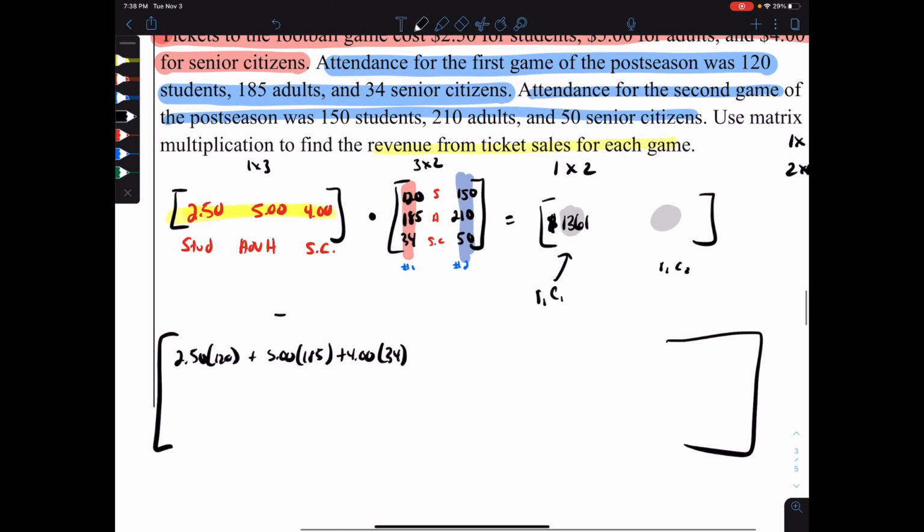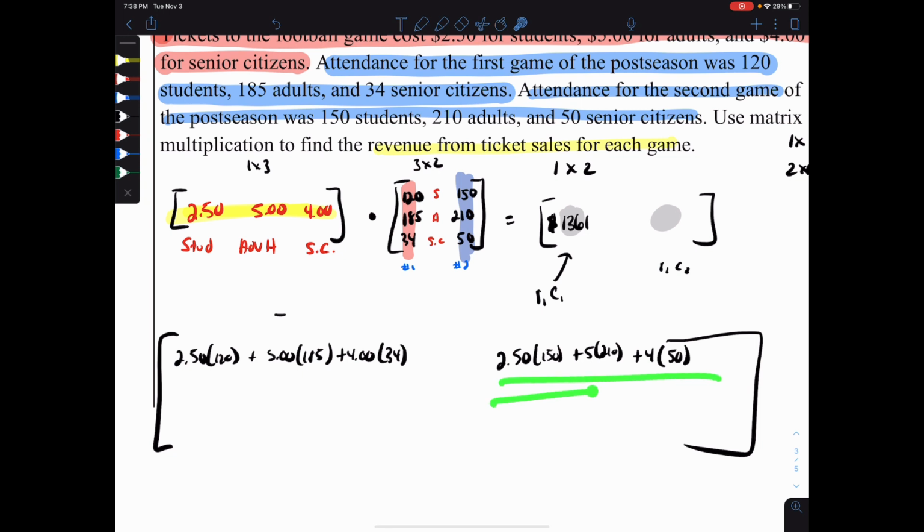So again, we have $2.50 from each student. There was 150 of them. Then we get $5 from each adult. There's 210 of them. And then we also get $4 from each of the 50 senior citizens. So when we add up all those products, we see that we get the answer of $1,625.